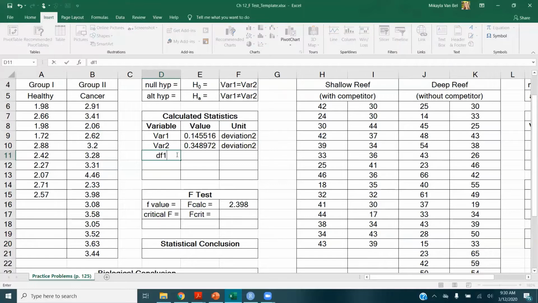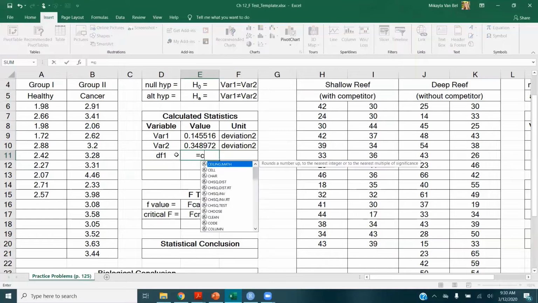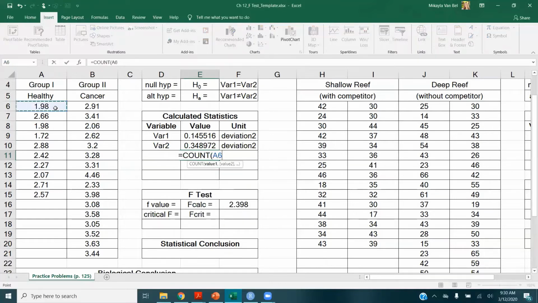First, I will find the degrees of freedom 1. To do this, we can use the count function, select our data, close the parentheses, and subtract 1. Degrees of freedom 2, we'll do the same thing with the cancer group data, minus 1. So we have 9 and 15. Again, this is very important, keeping track of which number was the numerator and denominator.